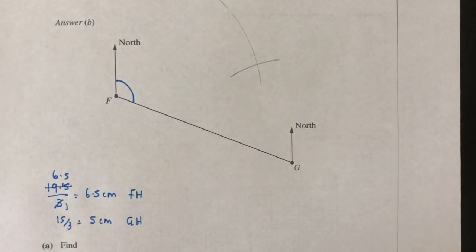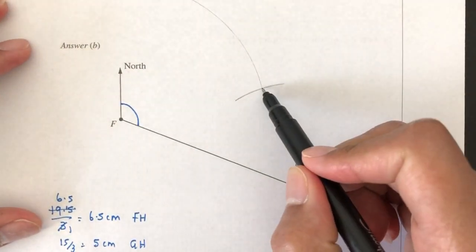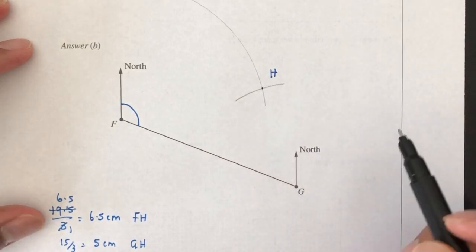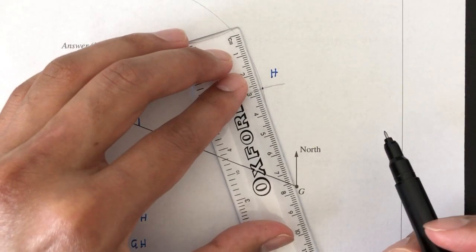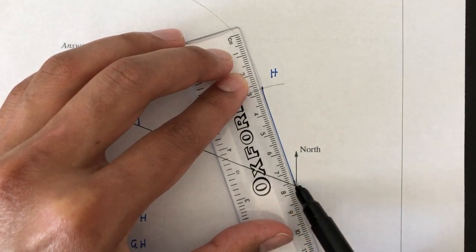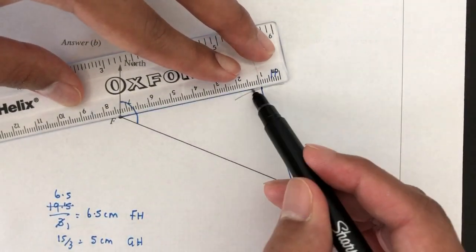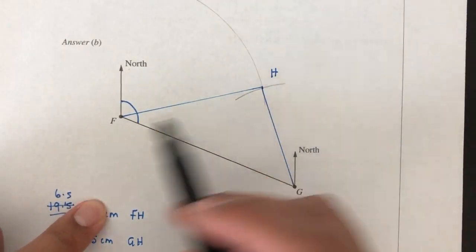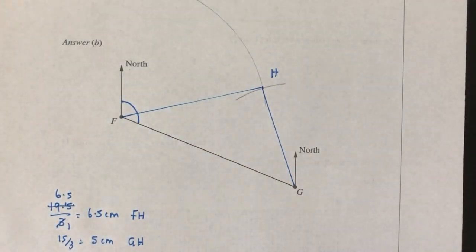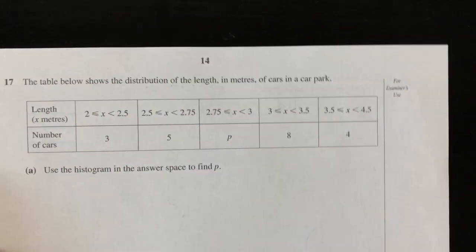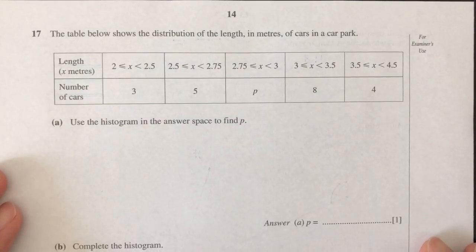So you will see a point of intersection between the two arcs, and this point here will be your point H. So let's join this one to this, and this one to this. Okay, this is your point H, F, and G. So that will be question number 16. Okay, so let's move on to question number 17.